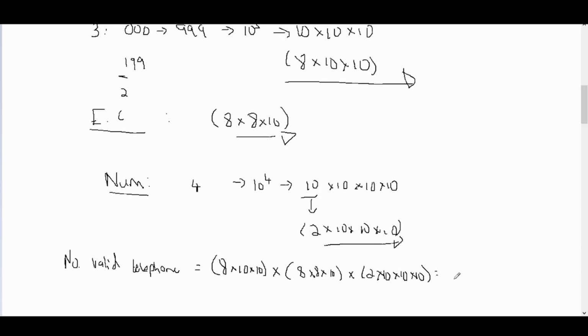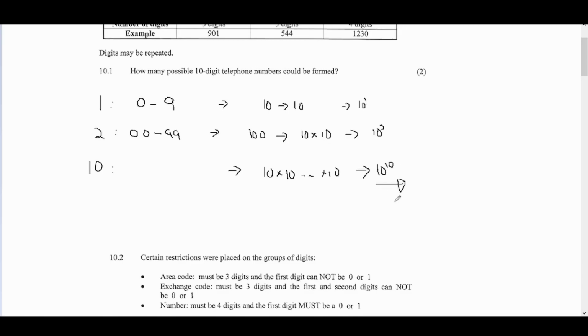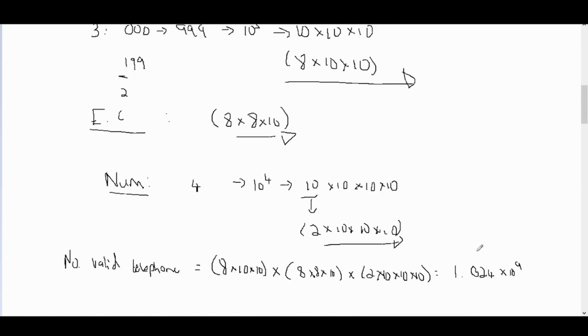And if you type all of this in your calculator, you're going to get a very big number of 1.024 times 10 to the 9. Okay, and that's your answer. So there was a slight restriction, so it went from 10 to the 10, which is a very big number, to a very big number but slightly less, 1.024 times 10 to the 9.